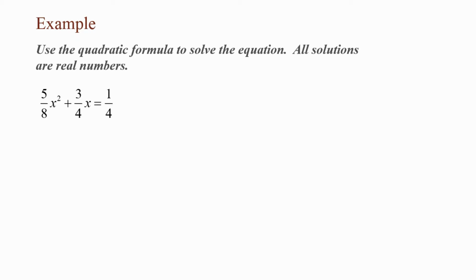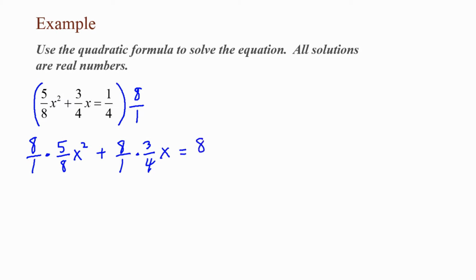If I were to multiply this equation by the least common multiple of 8, 4, and 4, I could get rid of my fractions. I can only do something like this when I have an equality. The smallest number that will cancel an 8 and a 4 would be 8. I would have 8 over 1 times 5 over 8 x squared plus 8 over 1 times 3 over 4 x equals 8 over 1 times 1/4.